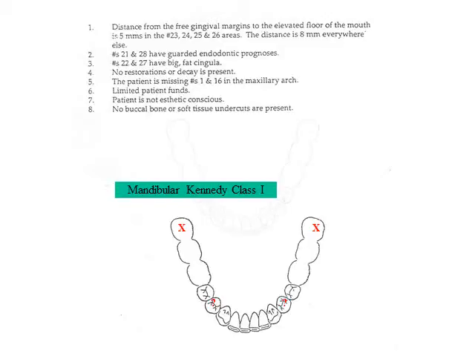The distance between the elevated floor of the mouth is 5 mm in the incisor area, 8 mm everywhere else. 22 and 27 are somewhat unusual for mandibular cuspids, in that they have large cingulums. 21 and 28 have guarded endodontic prognosis of unknown etiology.